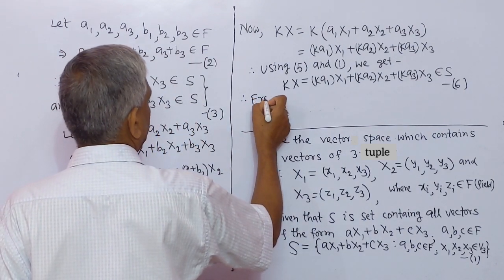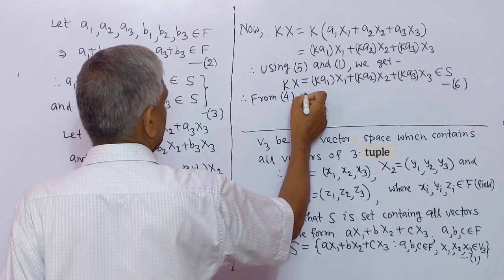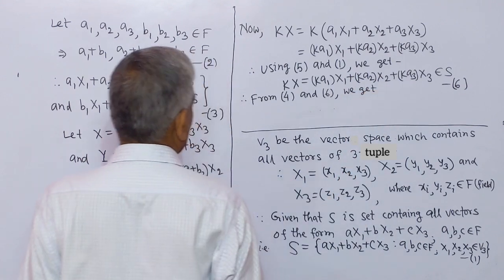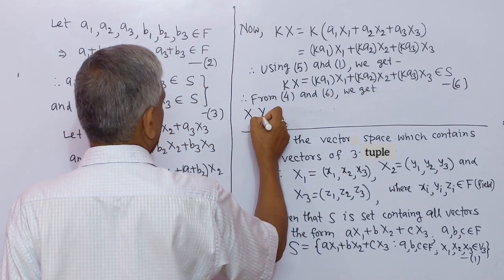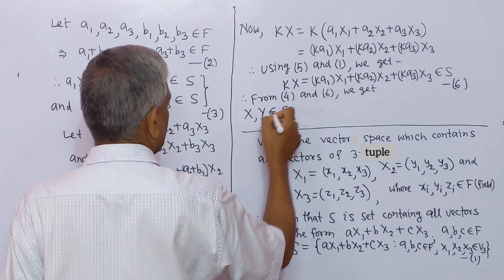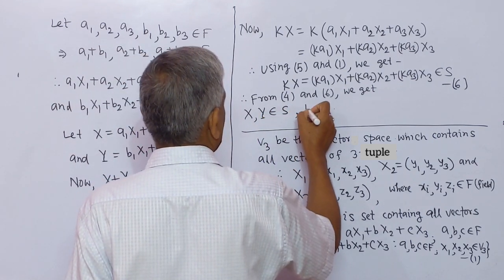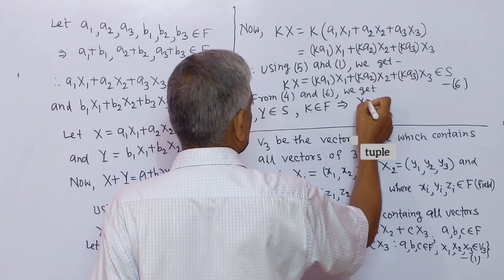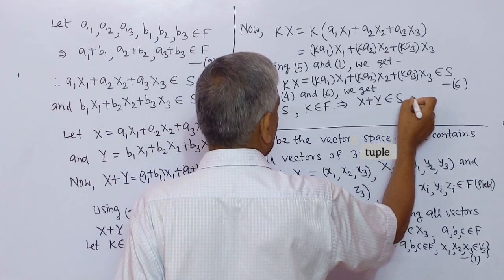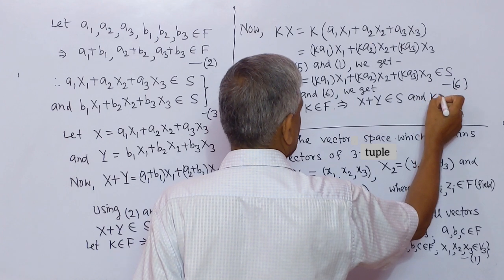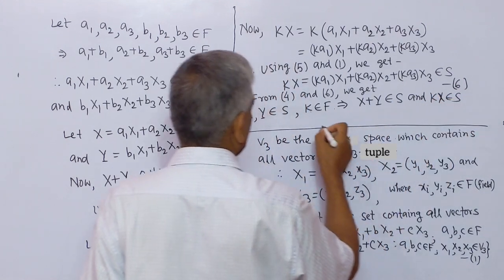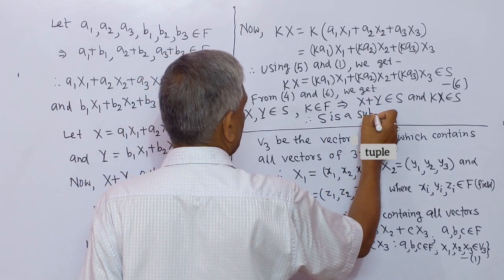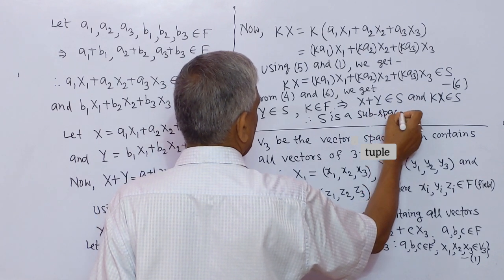Therefore, from 4 and 6, we get x, y belong to S, K belongs to field F implies that x plus y belongs to S and Kx belongs to S. Therefore, S is a subspace. Proved.